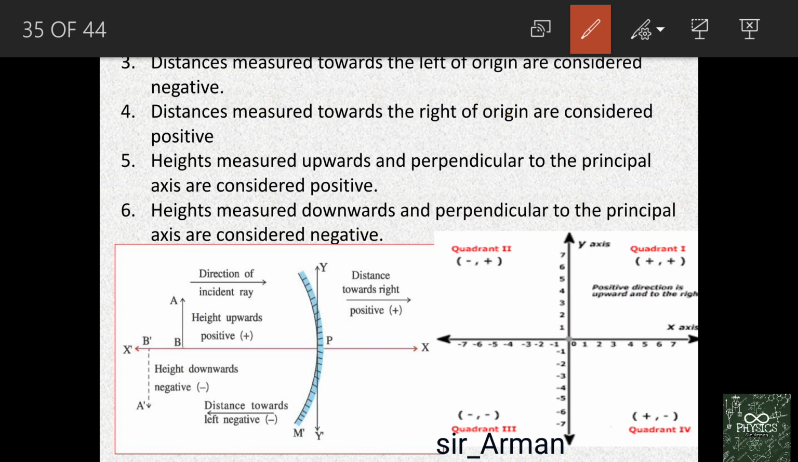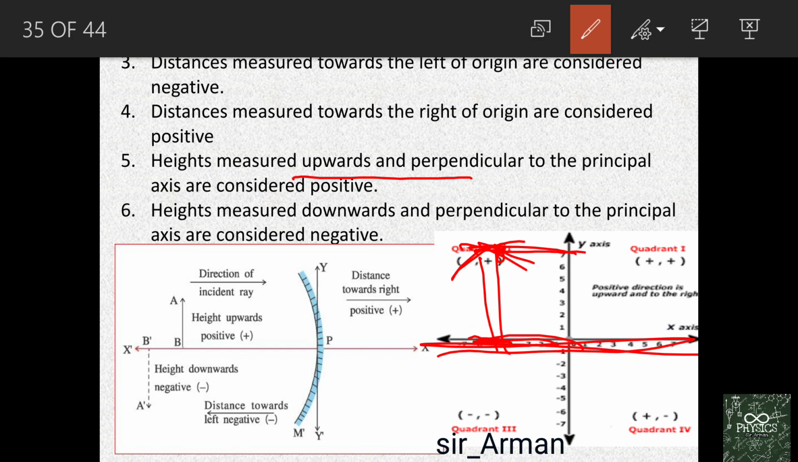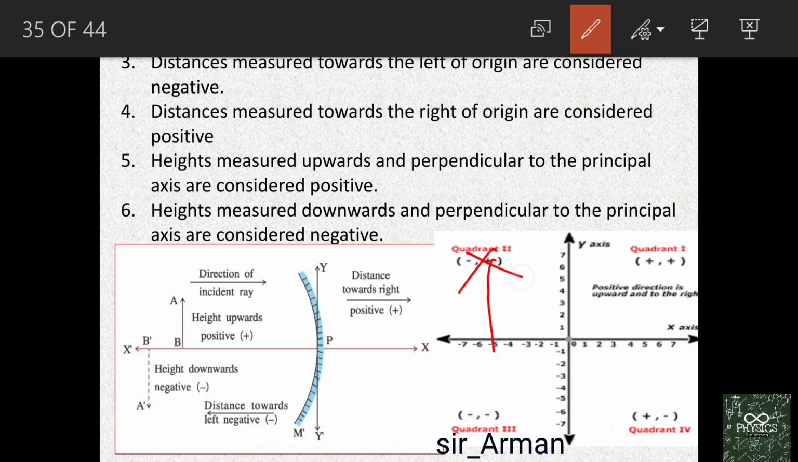Similarly, heights measured upwards, that is above, right, upwards and perpendicular to the principal axis are considered positive. That is, whatever height we are taking above the origin, right, that we have to consider positive. That is, if the height of the object is this, then it is falling in the positive y-axis, right? Its distance, we have to measure as negative, that is on the x-axis, right? All the distances we have to measure on the x-axis, but height we have to measure on the y-axis. So here the object is standing like this. So if I connect this here, I will get the height in the positive y-axis.